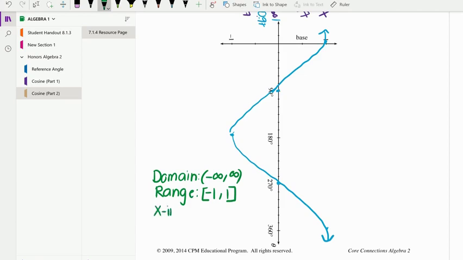And then we have the x-intercept and the y-intercept. So the y-intercept is going to be (0, 1), whereas sine is (0, 0). And then the x-intercept is also going to be different from sine. So it's 90 plus 180n, and then from there 0.